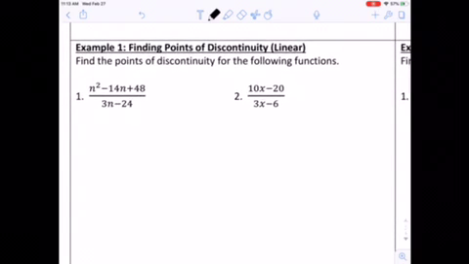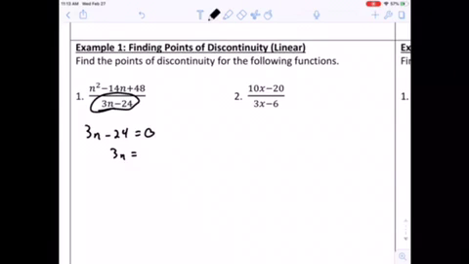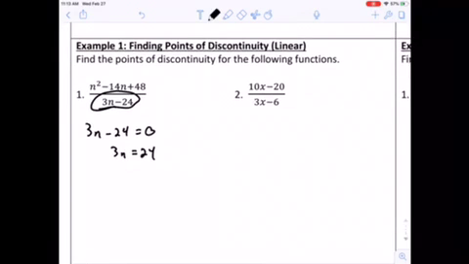So, let's take a look at our first example, finding the points of discontinuity when the denominator is linear. Again, in this situation, all we care about is that expression right there. We want to take that expression and set it equal to 0, and now we solve for n. So add 24 to both sides, divide by 3, and n equals 8. That is where our point of discontinuity is, okay?